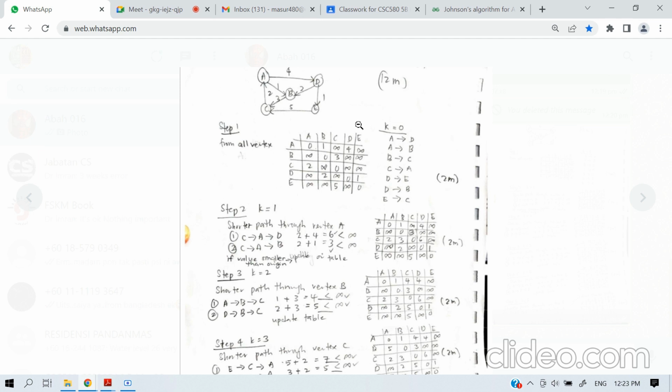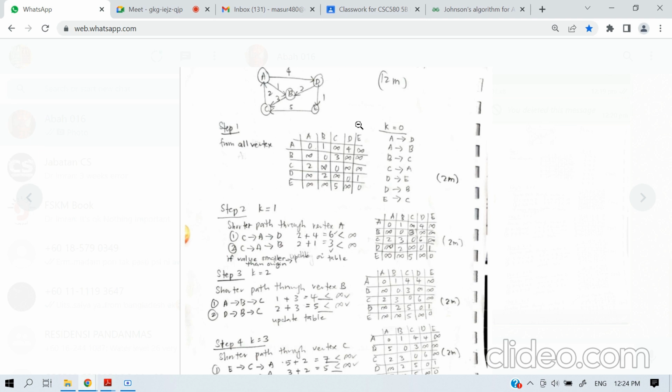So 2 plus 4 equals 6. So you need to compare 6. Is 6 less than infinity or not? Of course. Then the second distance is from C to B going through node A. So 2 plus 1 equals 3. And then 3 of course is less than infinity. In this case, you need to modify the table.